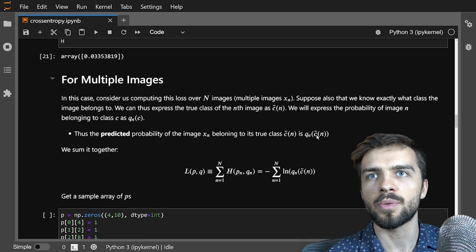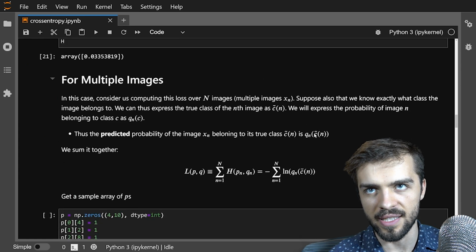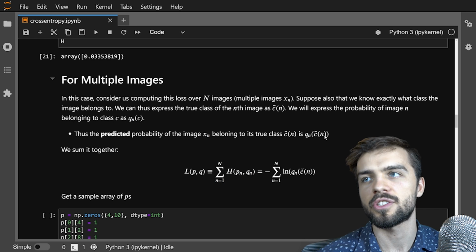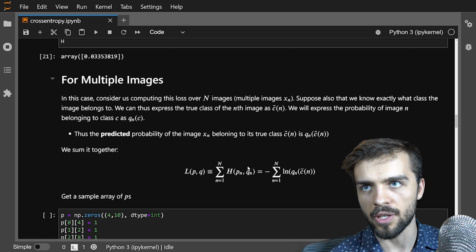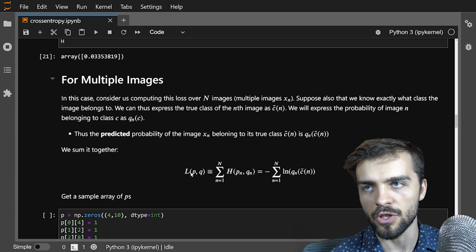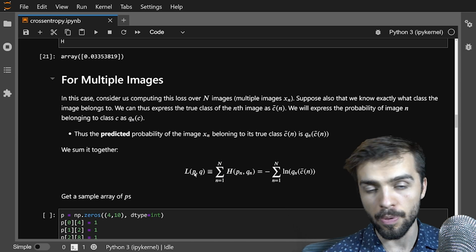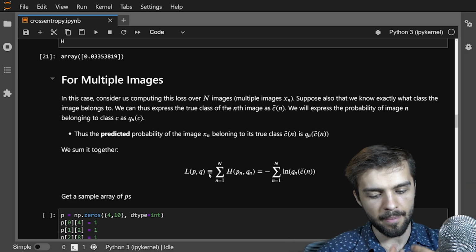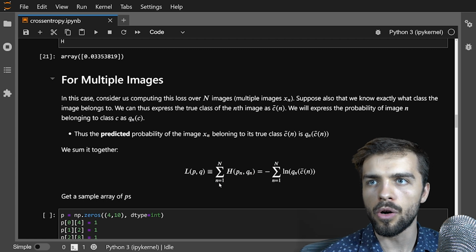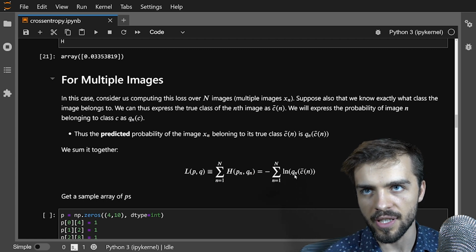So that's what I have here, Q_n of C tilde of n, because C tilde also depends on which image it is. And summing this together, I'm going to sum all the H's together to get my loss function L. L depends on P, the true probability, and Q, the probability that I'm predicting. I sum over all the different images of my H's, and I just get this sum here.